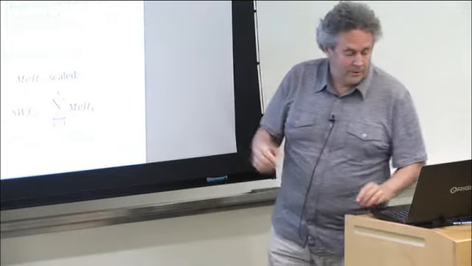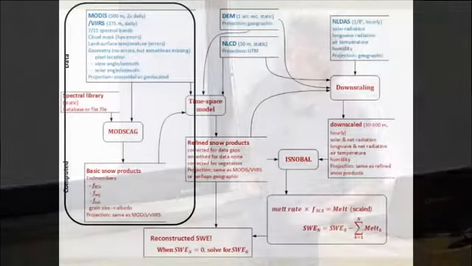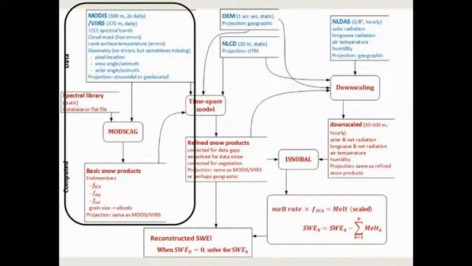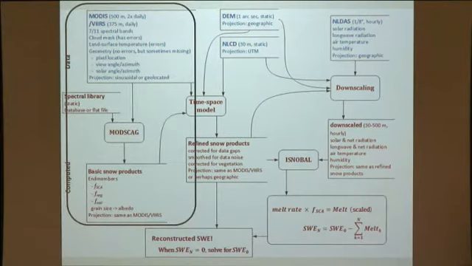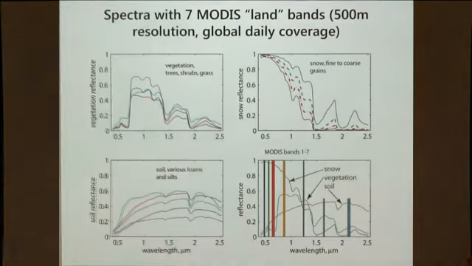And then everything else in red is stuff that we do. And so I can take you through some of that. So the first is how we actually go through this processing to produce the fractional snow cover estimates.